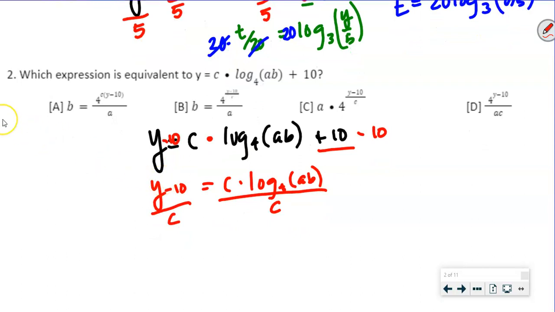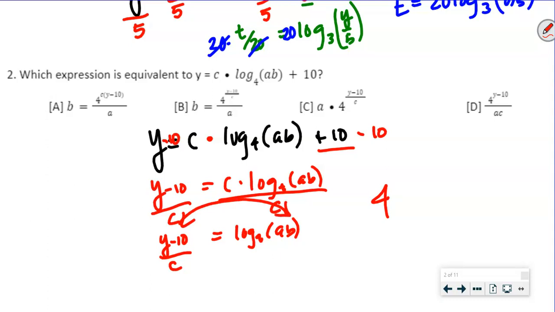Okay, we're going to keep working. So now we have log base 4 of ab is equal to y minus 10 over c. Now we're going to change it into an exponential. So we're going to say 4 to the, what's on the other side? Remember, these two are going to switch sides now. So 4 to the y minus 10 over c power is equal to a times b. Then our last step would be to divide by a because we're solving for b. So we're dividing by a here. So our answer would have been b right there.